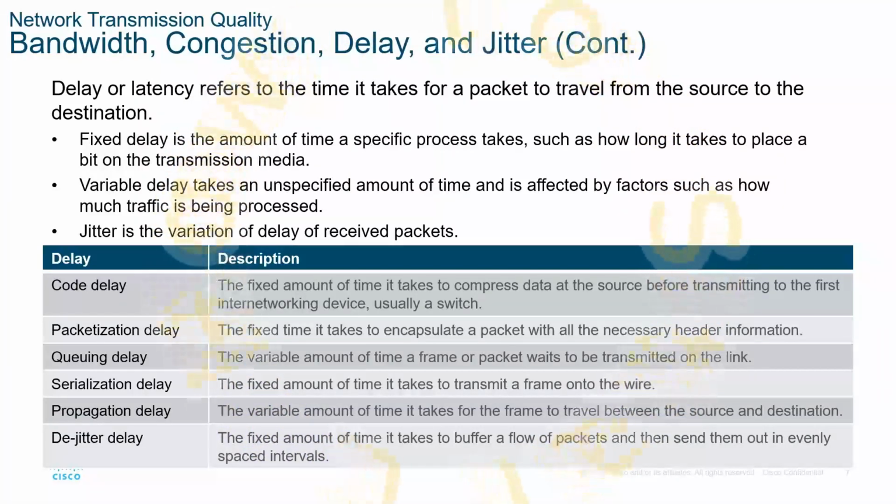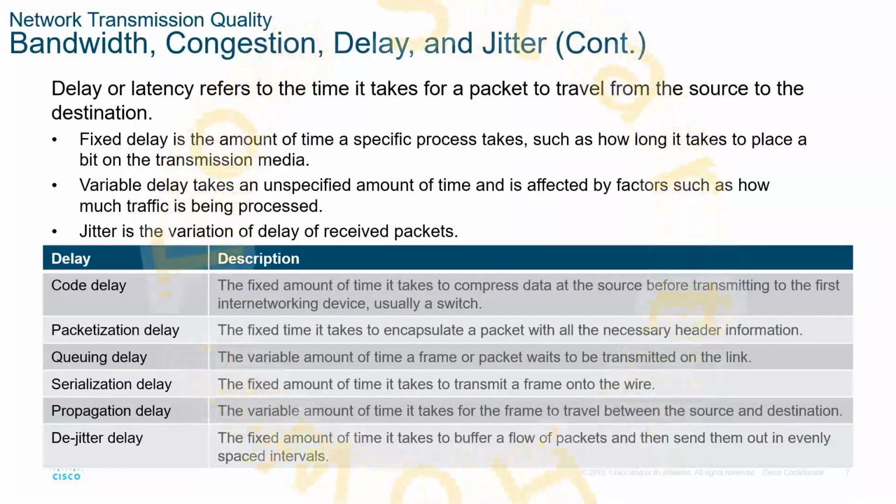However, there is a variable delay. Basically, this is an unspecified amount of time that is affected by factors such as traffic processing, traffic over the wire, and media transmission issues that are outside the norm. And again, the textbook definition of jitter is the variation of delay of the received packets. Not just the sent packets, but received packets.